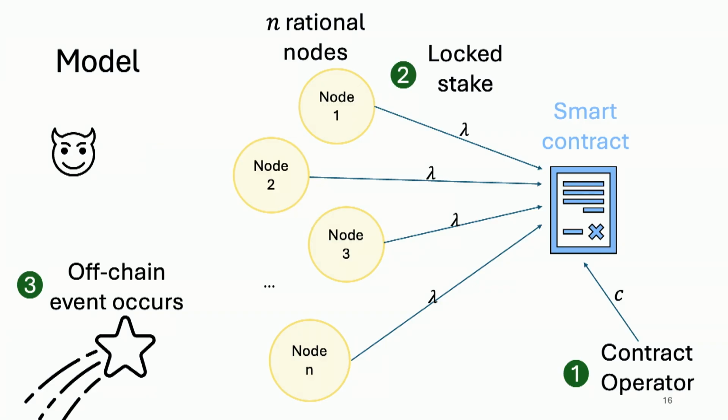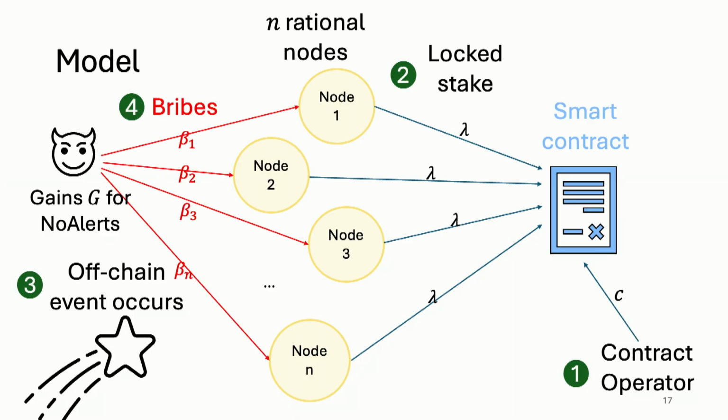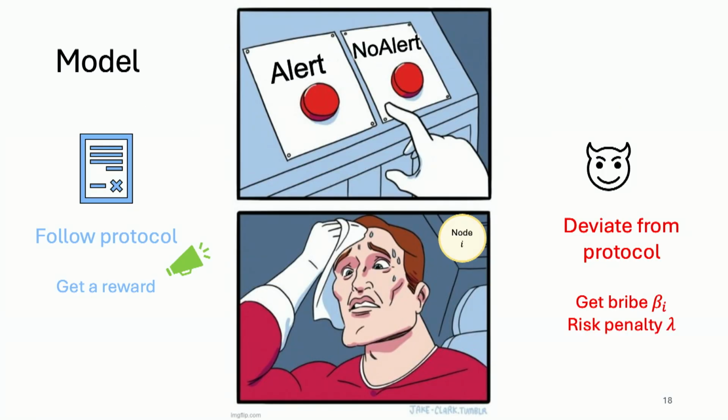But right before the nodes can actually send their alerts, we have our adversary, who is also rational, and may gain G tokens if the information is blocked from the smart contract. So the adversary offers each node a bribe in exchange for the node not sending the alert. And now each node has two options. It either takes the bribe and risks losing a penalty of lambda if it's caught deviating, or just follows the protocol, whatever that is, and gets some reward based on the specific protocol.